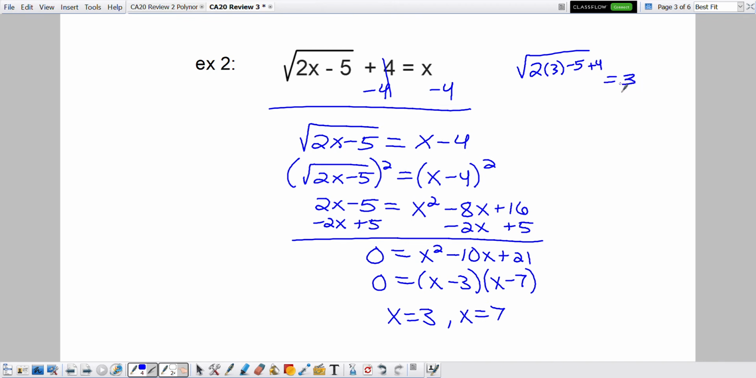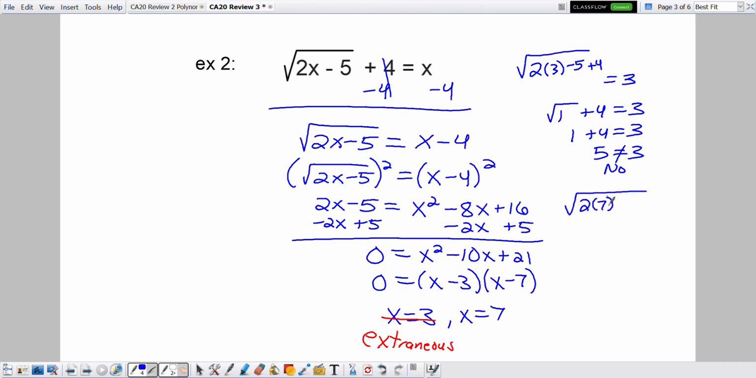So 2 times 3 is 6. 6 minus 5 is the square root of 1. Is the square root of 1 plus 4 equal to 3? 1 plus 4 does not equal 3. Okay? No, that's wrong. I know that x equals 3 is extraneous. So I'm going to cross this off. This one's extraneous. Okay. And so I still need to check x equals 7. It's possible that neither one of these work, but let's try x equals 7.